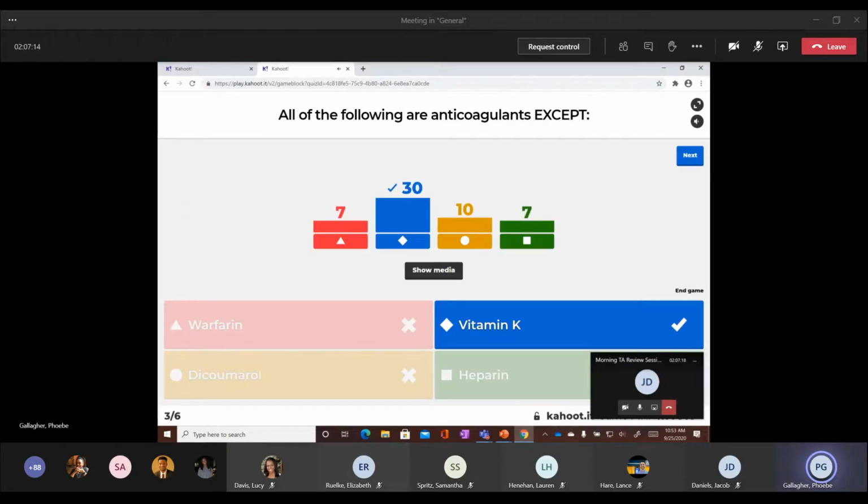Cool, yes. Remember, vitamin K is a procoagulant, and warfarin is its antagonist, so it would do the opposite of vitamin K. So know that vitamin K is a procoagulant, not an anticoagulant.